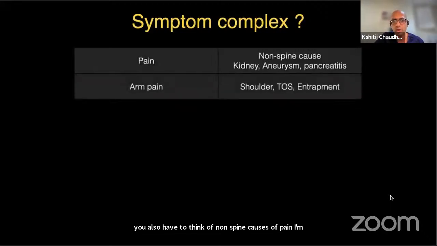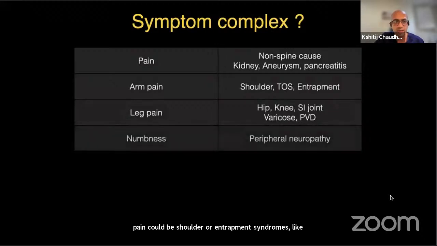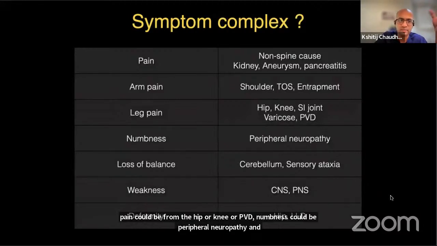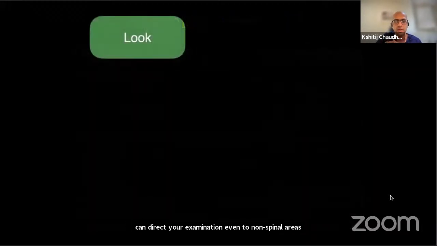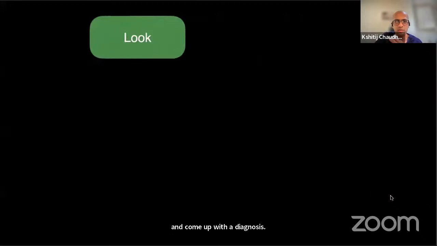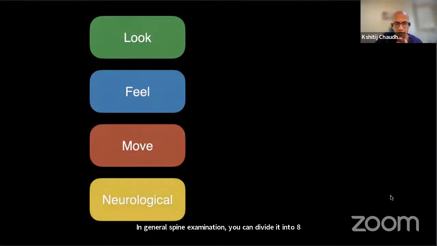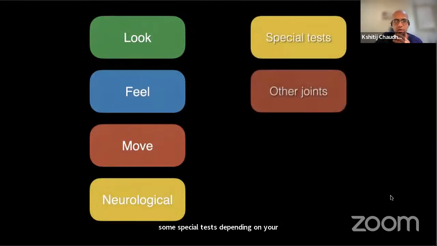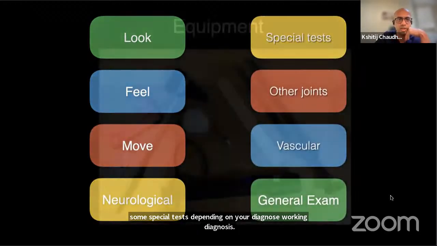Arm pain could be shoulder or entrapment syndromes. Leg pain could be from the hip or knee or PVD. Numbness could be peripheral neuropathy and so on. So once you have the symptom complex, you can direct your examination even to non-spinal areas and come up with a diagnosis. In general, spine examination, you can divide it into 8 sections: look, feel, move, neurological examination, some special tests depending on your working diagnosis, other joints, vascular examination, and then finally a general examination.